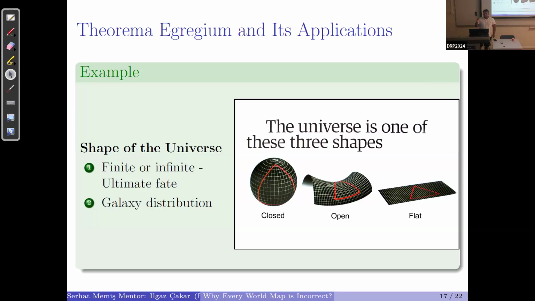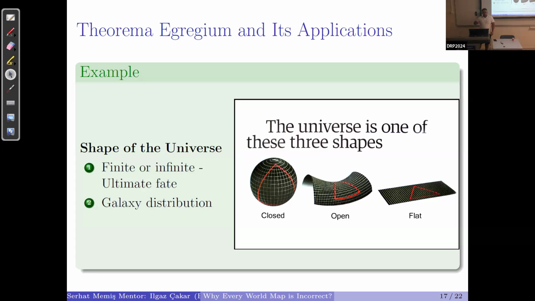The shape of the universe depends on its Gaussian curvature. If the Gaussian curvature of the universe is 0, it is flat. If it's negative, it is open and saddle shaped. If it's positive, it is closed and spherical shaped. So the universe is one of these three shapes. And the Gaussian curvature determines the shape of the universe.